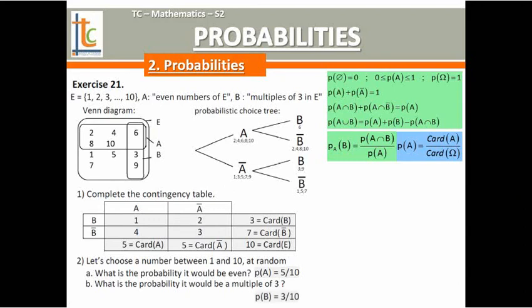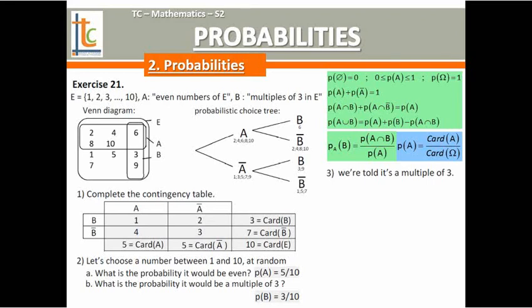Now let's go to conditional probabilities. You've got here simple probabilities that are not conditional. Now, you want to choose a number between 1 and 10, and you just did it. You don't look at it, but someone tells you it's a multiple of 3. Now, what is the probability it would be even?